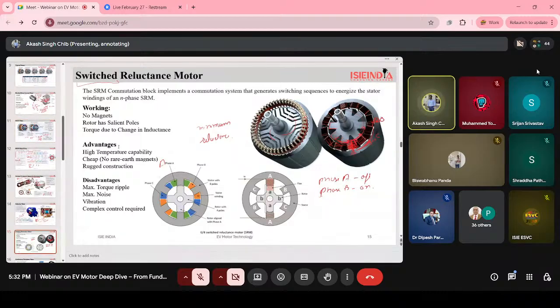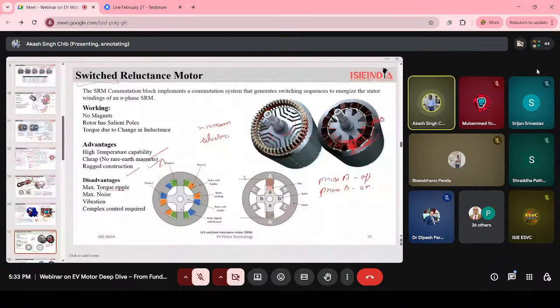Then here are some advantages of this motor. It has high temperature capability. It is cheap because it has no rare earth magnets, and it has rugged construction. We have some disadvantages as well, because it has maximum torque ripple.